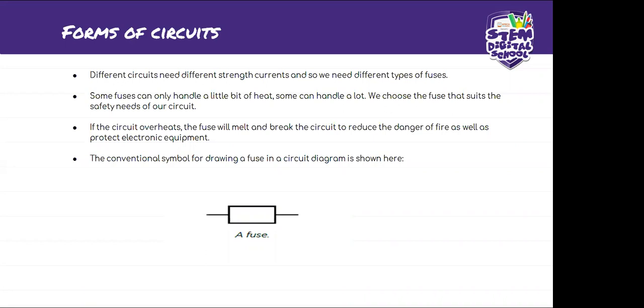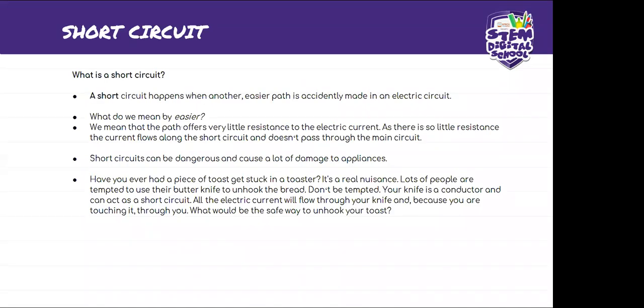All right, so let's go to the next topic, which talks about short circuit. What is a short circuit? A short circuit happens when another easier path is accidentally made in an electrical circuit. Okay, so it's just like a shortcut. For you to understand, I would say just like a shortcut. If you are going to a mall and there is this passage that is long, and then there is another one that you can use, and you can go to the mall in no time, then you are short circuiting.